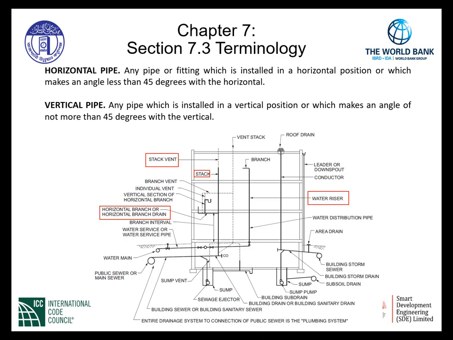the definition. A vertical pipe is any pipe which is installed in a vertical position or which makes an angle of not more than 45 degrees with the vertical. Again, looking at our drawing, we have a pipe called a water riser. We can see the water riser is a vertical pipe as well as the stack indicated on the left-hand side of the drawing. The stack and the stack vent, which rises above the stack, are vertical pipes and they meet the definition accordingly.